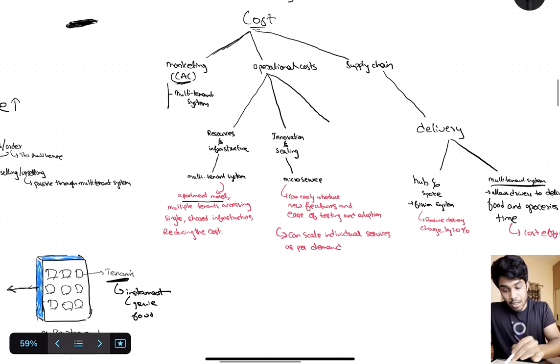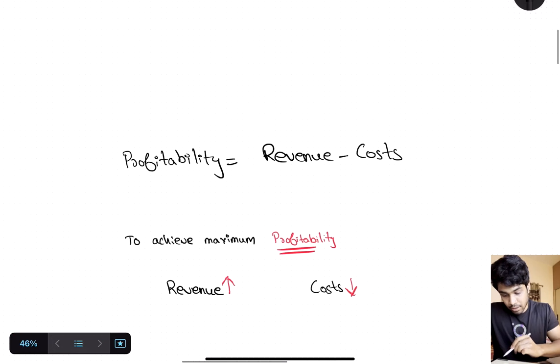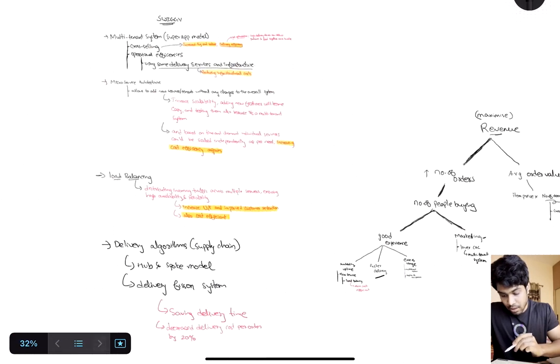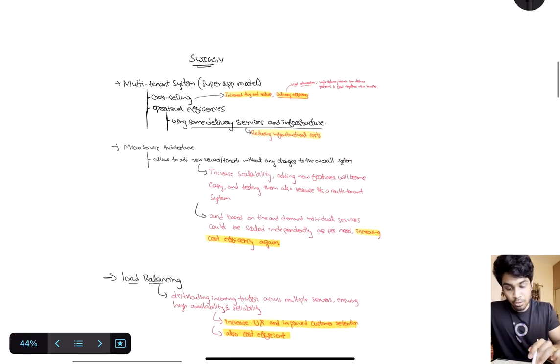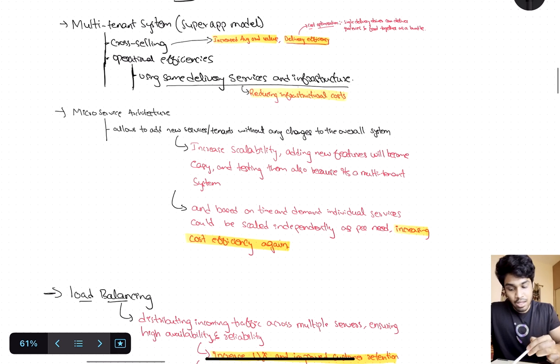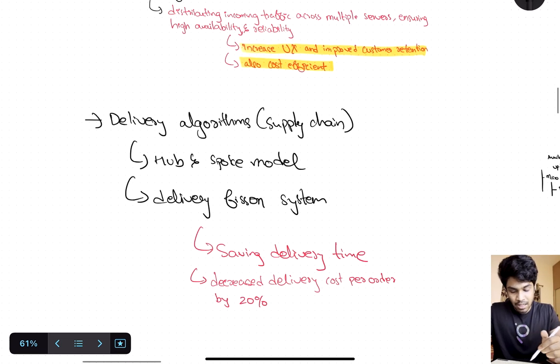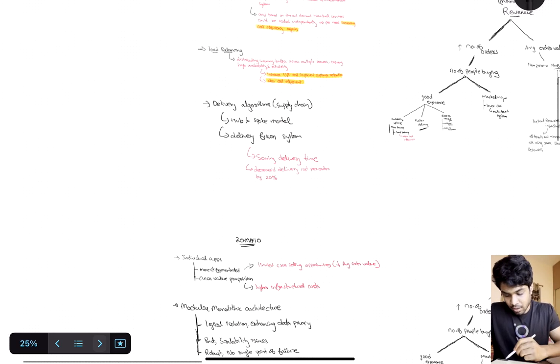And we talked about marketing, customer cost of acquisition, and everything. So this is where we are right now. This is an in-depth look at how things are being optimized. If you want the notes, you can DM me and I'll send you the notes. The multi-tenant system, cross-selling, operational efficiencies, the microservice architecture, the load balancing, it improves the UX and the customer retention. The delivery algorithm saves the delivery time and the cost. And we're going to go to Zomato.